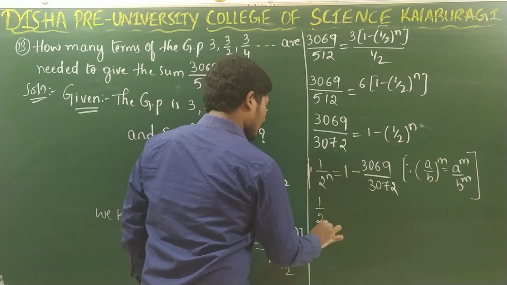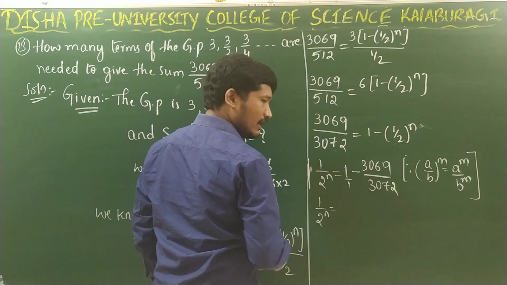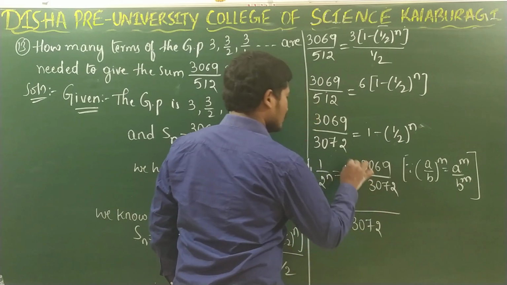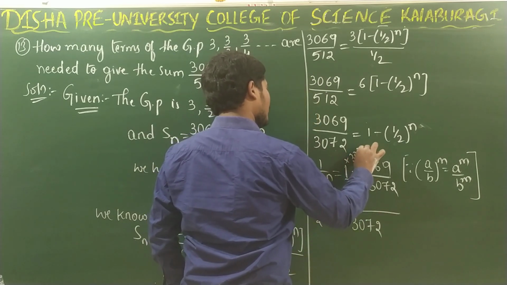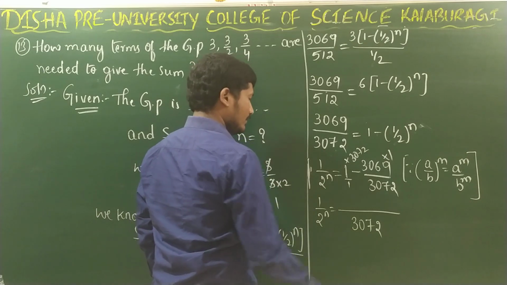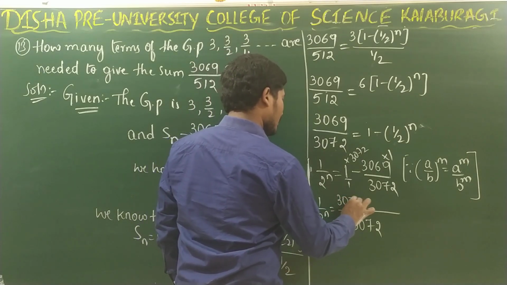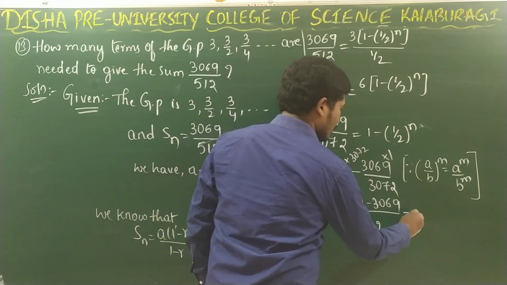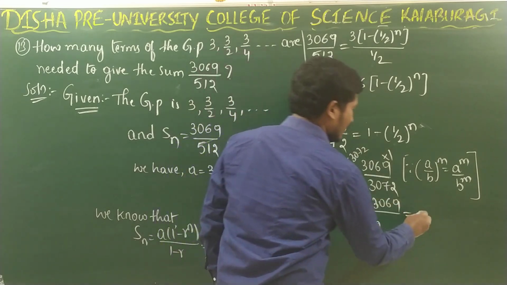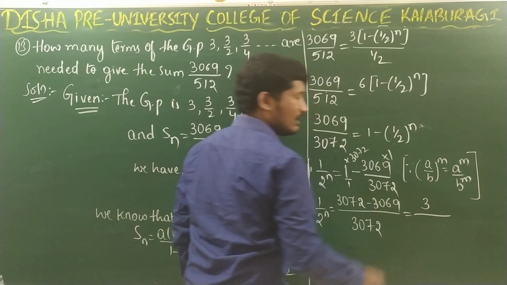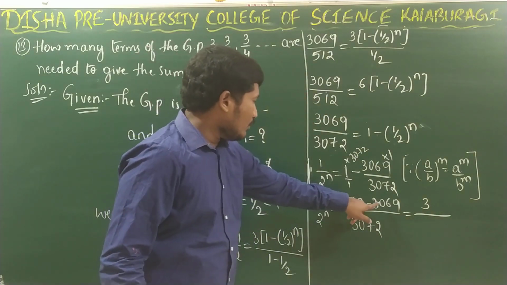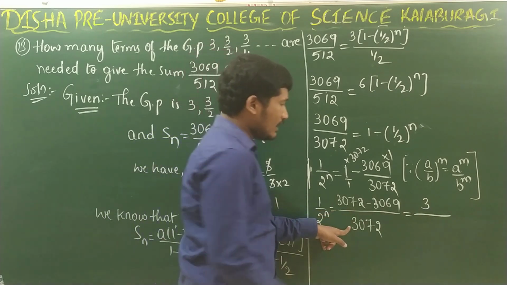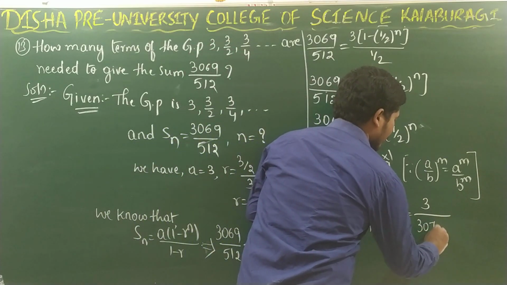1 by 2 power n is equal to, this is 1 divided by 1. So here the LCM will be 3072. So here you will multiply 3072, here you will multiply 1. So this will be 3072 minus 3069. When you subtract these, the numerator will be remained with 3. When you add 3 to this, you will get 3072. Am I right? So in the denominator it is 3072 again.